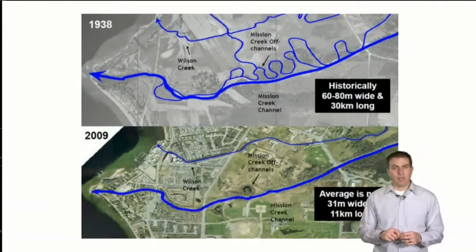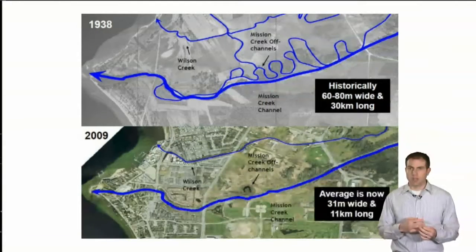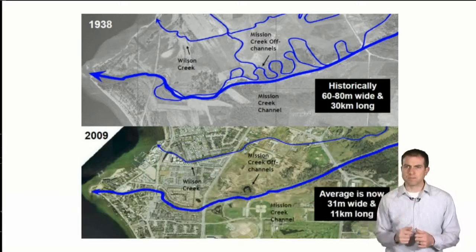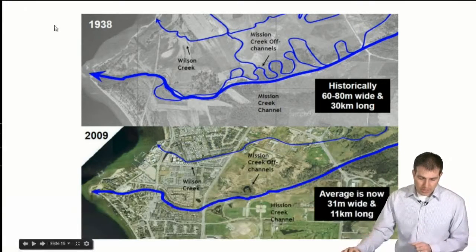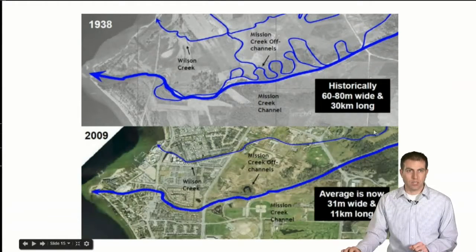This is a picture of Kelowna, Mission Creek, from space. You can see 1938 up at the top. You can see Mission Creek running, and there's this other meandering path of the creek, and it runs down towards Okanagan Lake here. And then this is 2009 at the bottom, obviously. The creek doesn't meander anymore. It's just a straight thing.